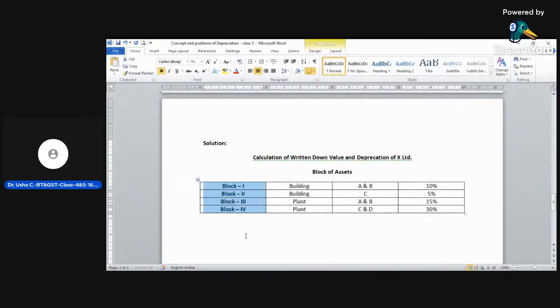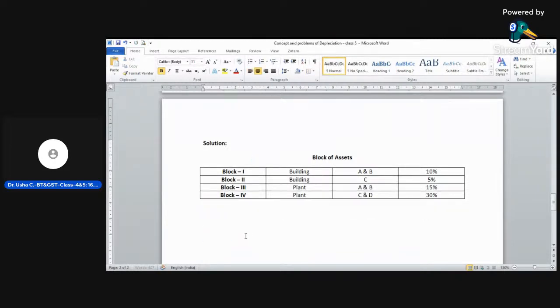For these four blocks of assets, we need to calculate depreciation. So first one is computation of... Okay, we have written that in the main heading itself. Let us take that first. Computation of written down value and depreciation of X Limited for block 1. Block 1 consists of which building? Building A and building B, with what rate of depreciation? 10%.